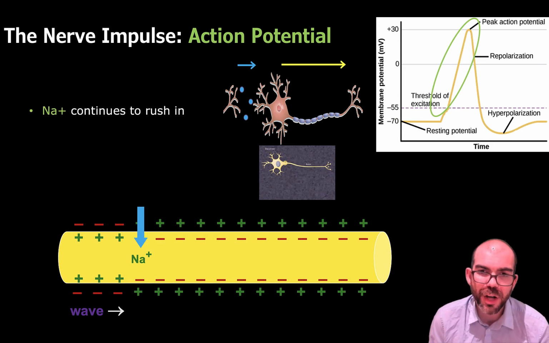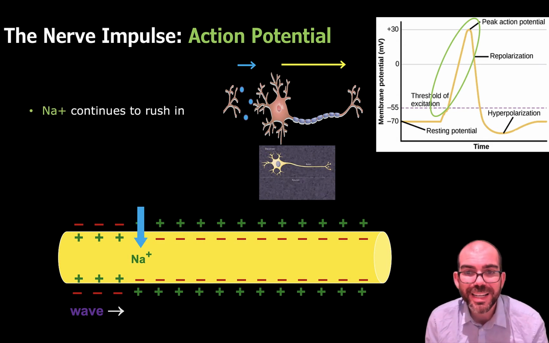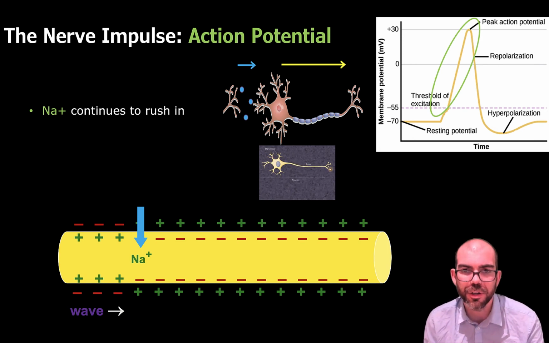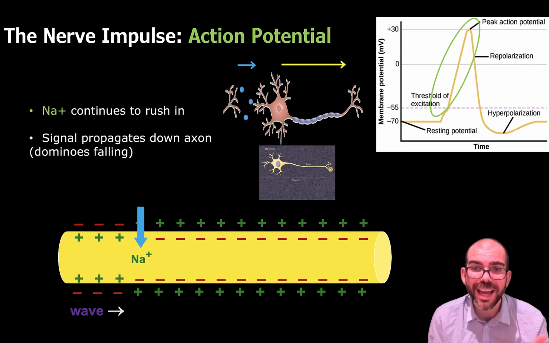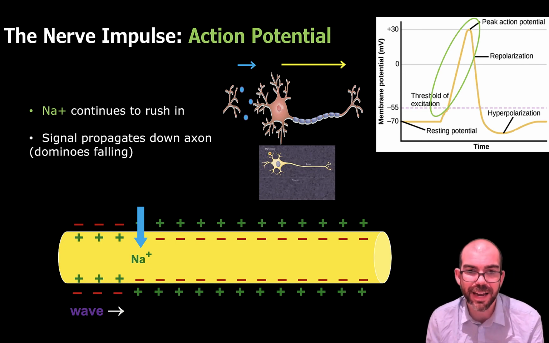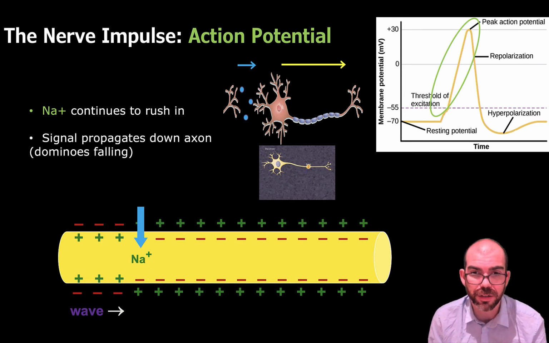Once that first domino's hit, the dominoes continue to fall. We continue to open ion channels and sodium continues to rush in. This propagates or carries the signal down the axon. Gate opens, sodium rushes in, we depolarize. That happens again and again and again in a wave formation.